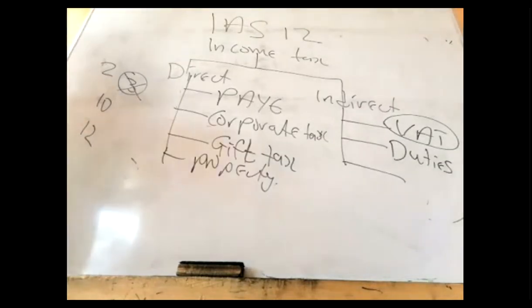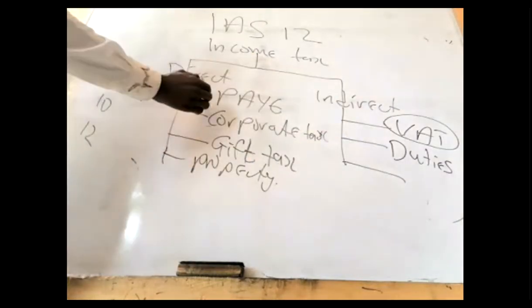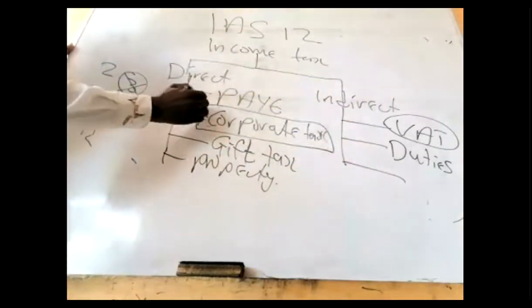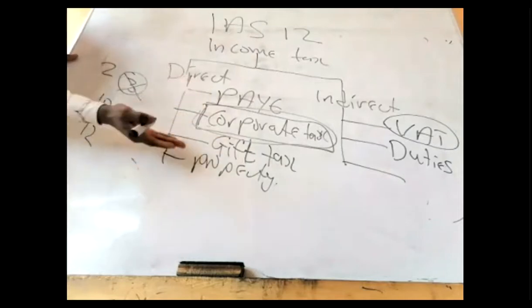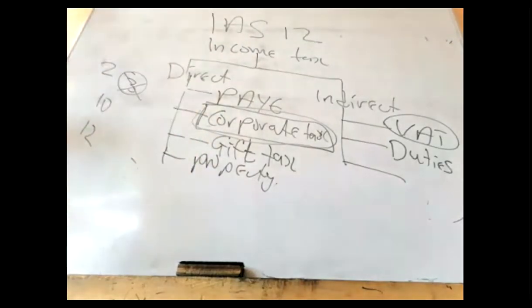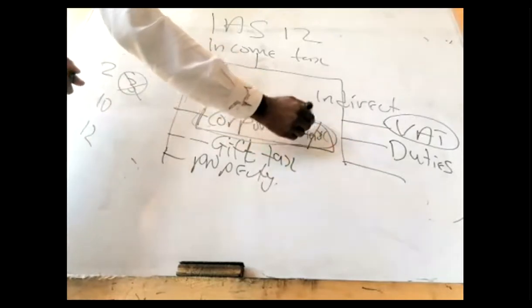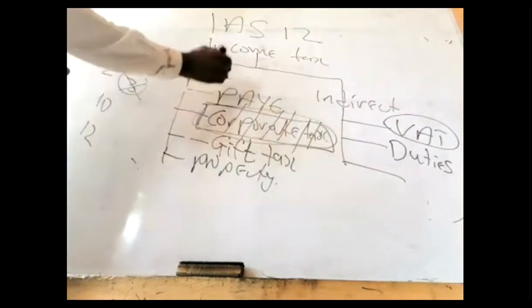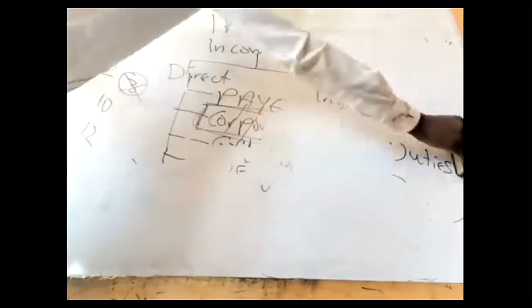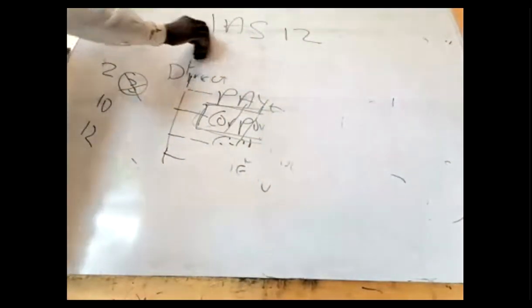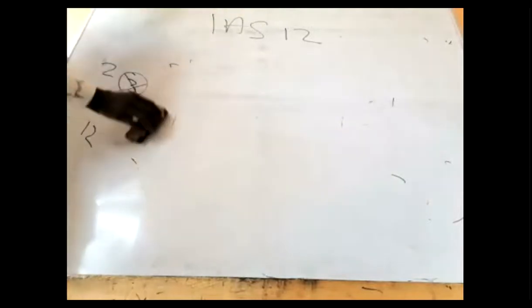In short, we are not interested in all this. We're only interested in this. IAS 12 is about corporate tax, and so PAYE, payroll, gift tax, those are not part of IAS 12 requirements. So take note. We are going to single out only corporate tax. IAS 12 basically talks about corporate tax, tax that is paid by companies. Now, IAS 12 looks at the accounting measure, not the legal measure.